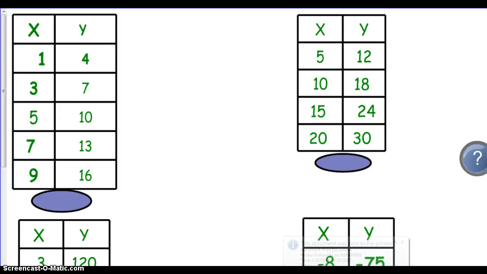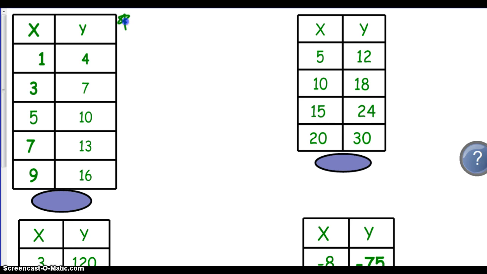Good evening, everybody. Today, we're going to be looking at tables and finding patterns in the data. And then, once we decide what type it is, then we're going to solve that. So as I look at this first table right up here, I see 1, 4, 3, 7, 5, 10, 7, 13, 9, 16. I know you needed me to read that to you.